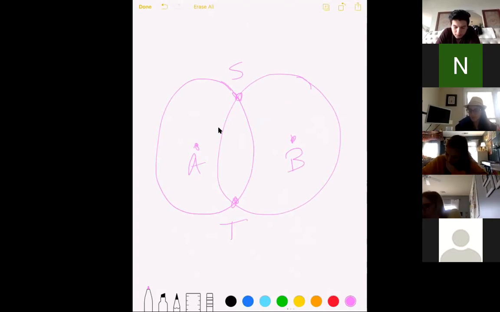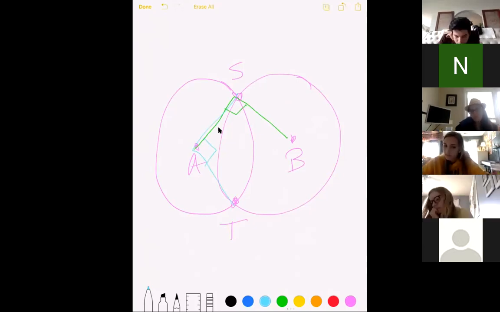So it says that angle ASB, so that would be this, is 90 degrees. And then it wants us to explain why SAT is also 90 degrees. Can this just be like side angle side? Yes, sort of. Yes, it is.